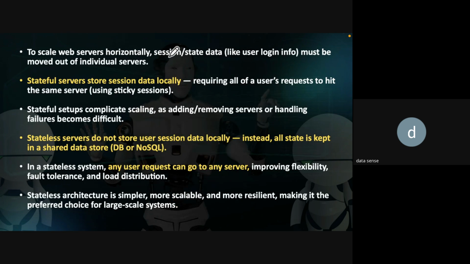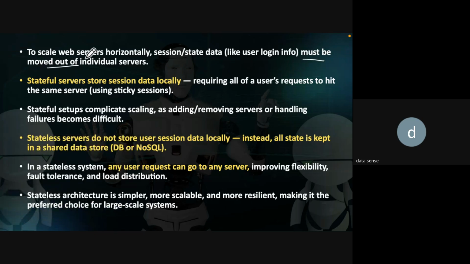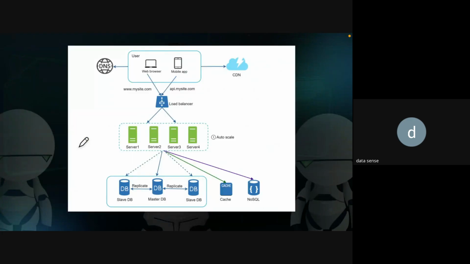To scale web servers horizontally, session state data like user login info must be moved out of individual servers, because we do not want to depend on a single server. The core principle is that I do not want to depend on a single server. If you notice, whatever we have been doing so far is reducing our dependency on one single server. Stateful servers store the session data locally, requiring all of a user's requests to hit the same server, and they complicate scaling because, as I mentioned, you do not know which server you will connect to. A stateless server does not store user session data locally. Instead, all the state is kept in shared data. This is the difference between stateless and stateful architecture.